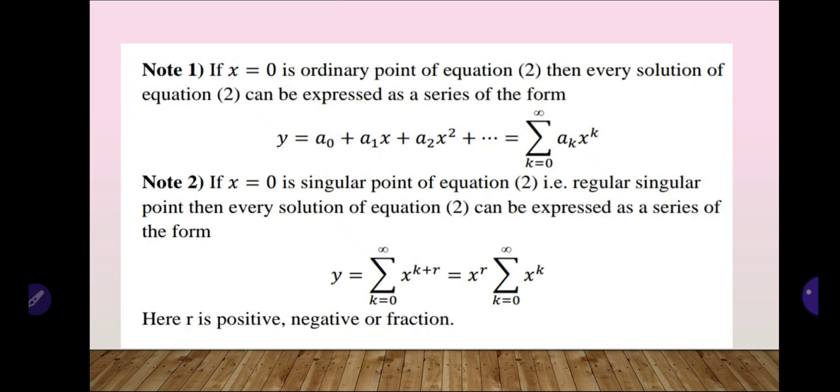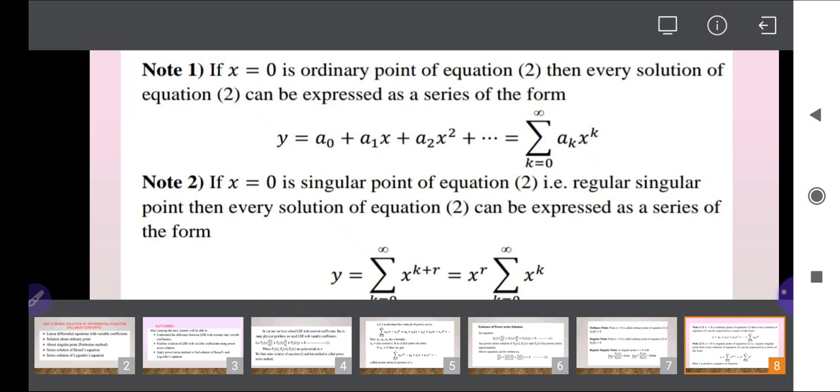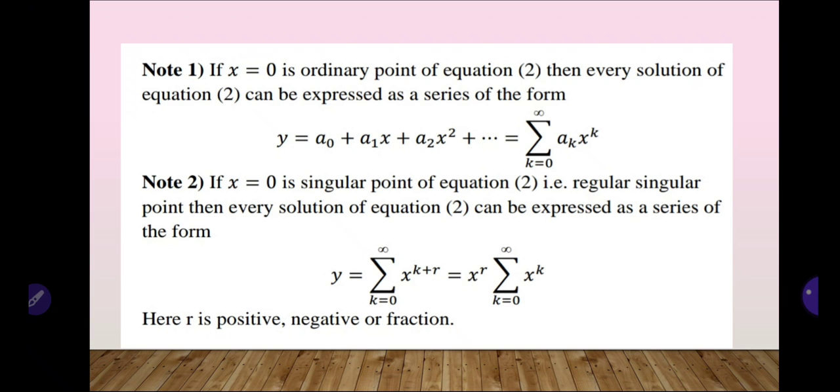Now this summation varies from k equals 0 to infinity, so we can take x raised to r outside, so x raised to r into summation x raised to k. We can write our series solution in this form if x equal to 0 is a regular singular point, and if x equal to 0 is an ordinary point, then we can write this series solution in the form of summation ak x raised to k. Here the value of r may be positive, negative or a fraction, that means it is a real number.